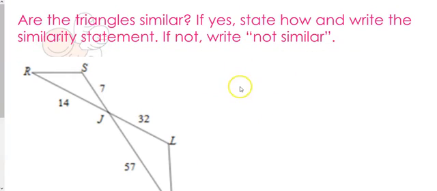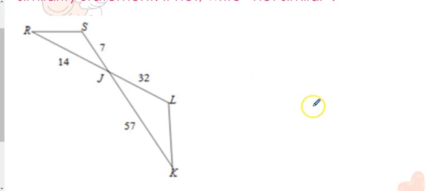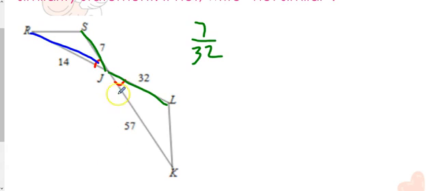Our last example here, state whether or not these are similar and how. So I'm going to mark that this angle is definitely congruent. So we're looking for side angle side here. So let me mark my picture. I've got a smaller piece here of 7. It's going to correspond to the smaller piece here, which is 32. So I've got 7 over 32 and 14 over 57. Now again, I'm not really sure if these are equal, so I'm going to check.